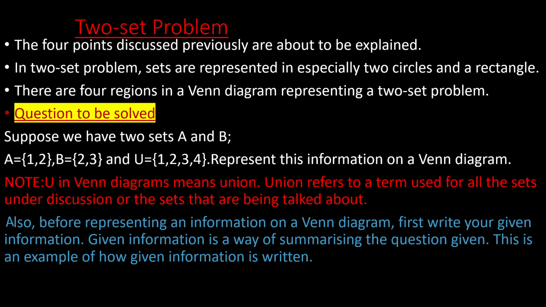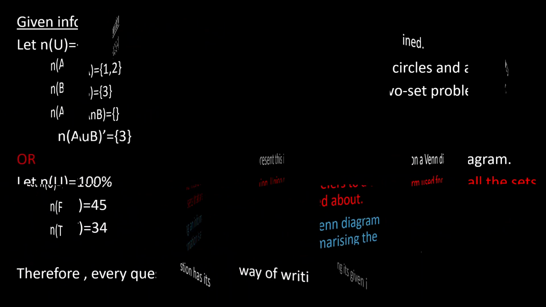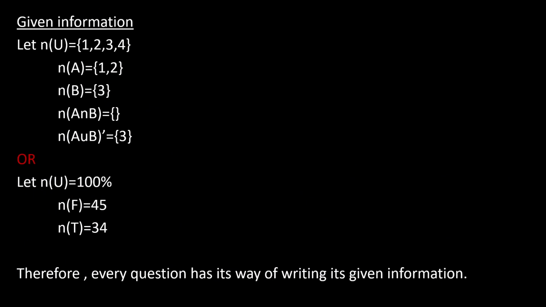Also, before representing information on a Venn diagram, you must first write your given information. The given information is a way of summarizing the question given to you. This is an example of how given information is written in a two sets problem question. So this is the given information for the question.